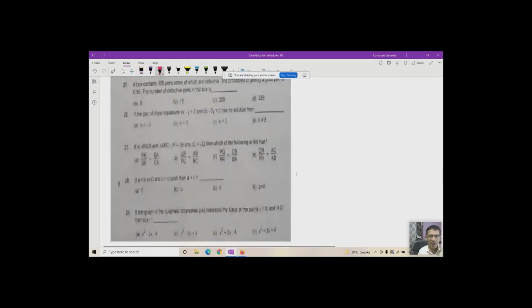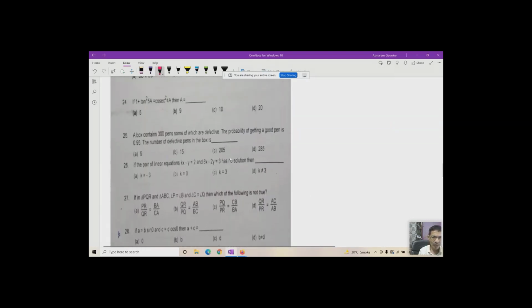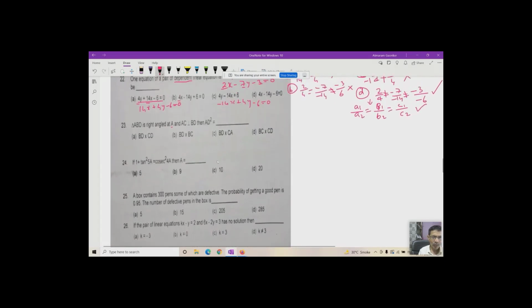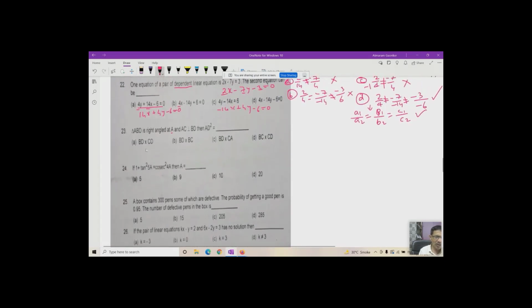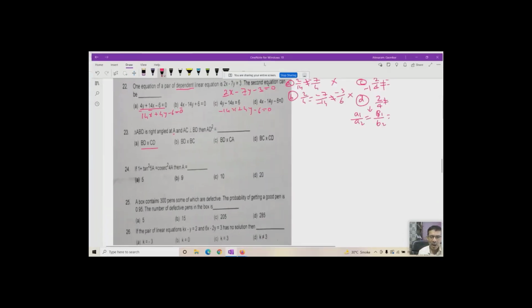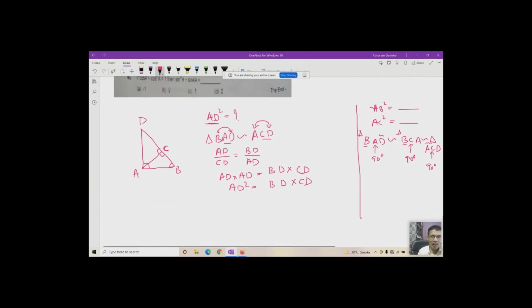And the correct option is here, BD into CD. That is the first option. The correct answer is A. And some of you had typed correct answer is A. And that is how you have to deal with this. And this is one type.